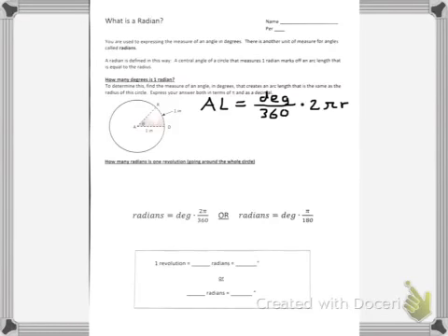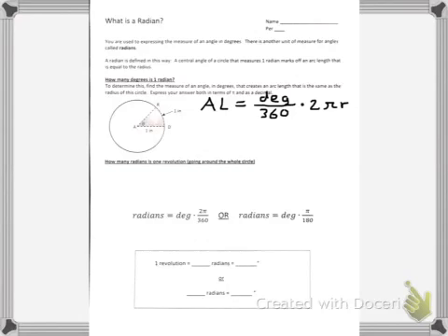Okay, welcome to our next lesson in our unit on circles. Today we're going to be talking about the difference between radians and degrees. So first off, what is a radian? You are used to expressing the measure of an angle in degrees. There's another unit of measure for angles that we call radians.